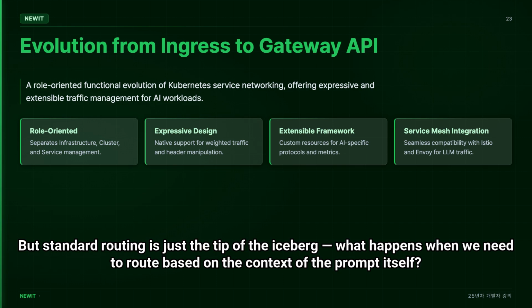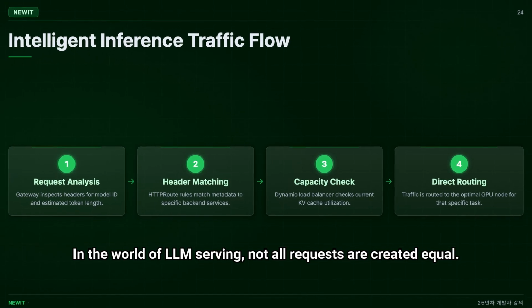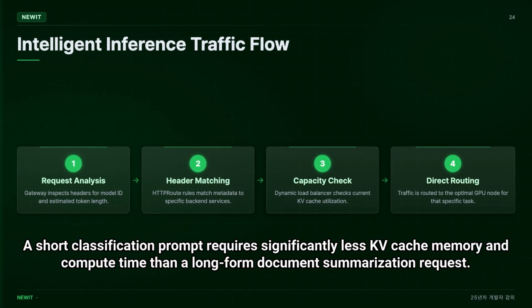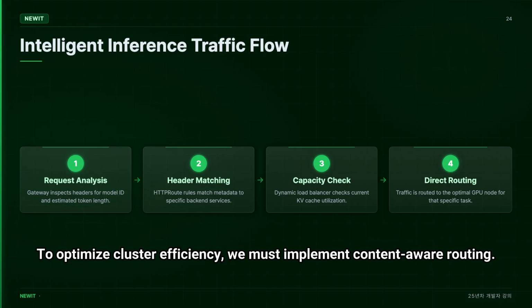What happens when we need to route based on the context of the prompt itself? In the world of LLM serving, not all requests are created equal. A short classification prompt requires significantly less KV cache memory and compute time than a long-form document summarization request. To optimize cluster efficiency, we must implement content-aware routing.